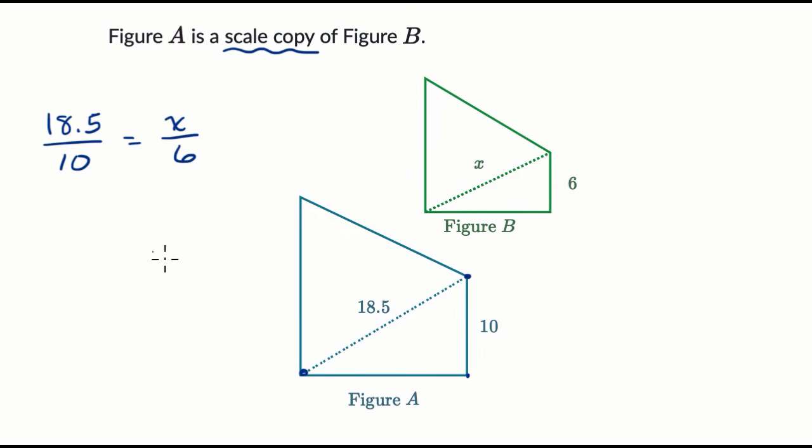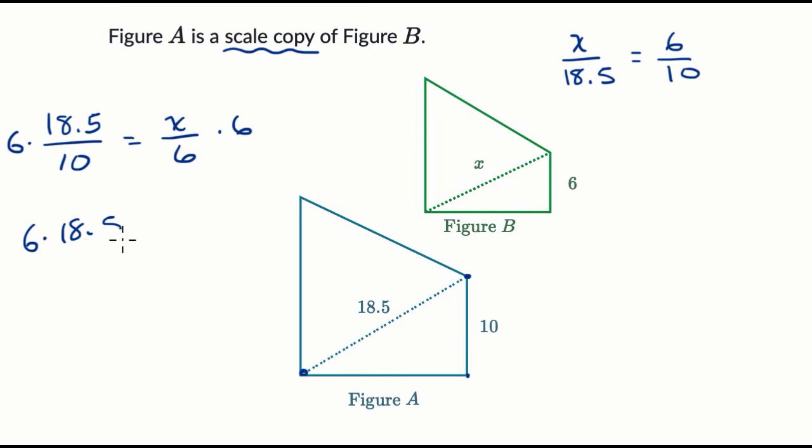There are other ways that we could have set that up. We could have said that the ratio of x to 18.5 is equal to the ratio of 6 to 10. Any of these would have set us up, and there are actually other ways we could have done it as well. So we could just pick one of them and solve. Well, this one's actually pretty straightforward. We just have to multiply both sides by 6. So we get 6 times 18.5 over 10 is equal to x.